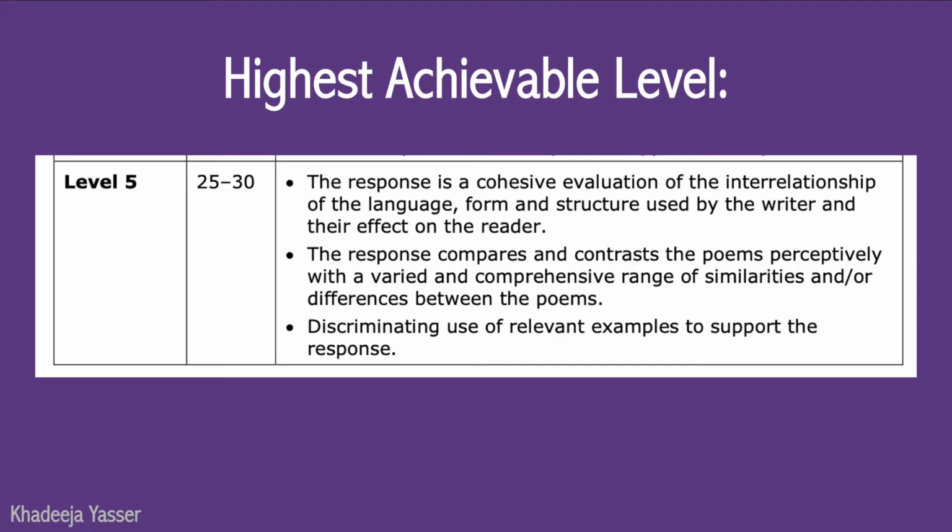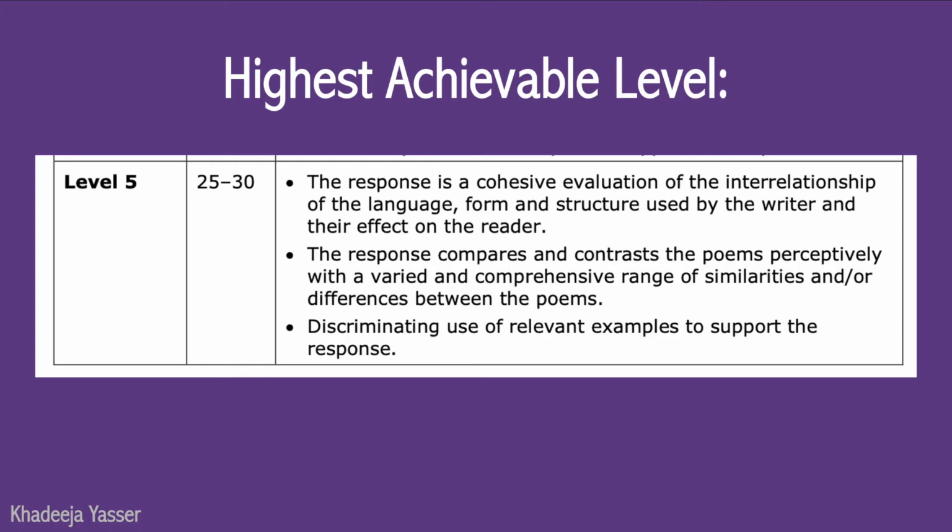Okay, let's read this out. The response is a cohesive evaluation of the interrelationship of the language, form, and structure used by the writer and their effect on the reader. Okay, so a level 5 answer is a cohesive evaluation, a complete or in-depth analysis of the interrelationship of the language, form, and structure used by the writer and their effect on the reader. So you have to combine all the effects of language, form, and structure that are used by the writer, and you have to compare both poems, language, form, and structure, and their effects properly, cohesively, using critical thinking. Okay, so that's one criteria.